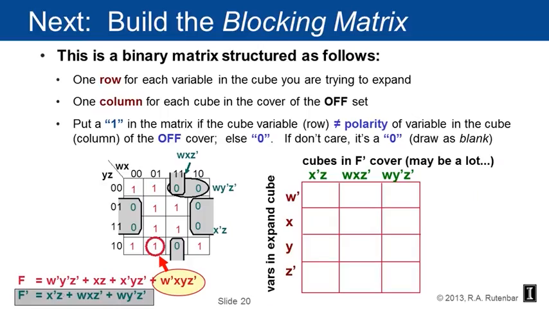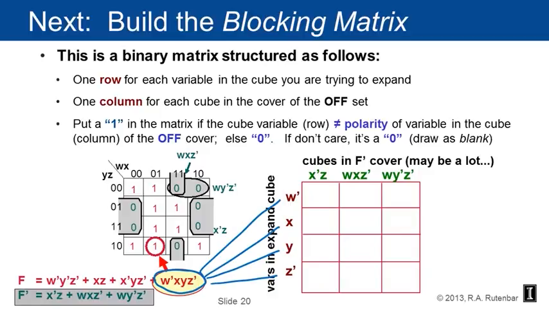So now we're going to build the blocking matrix, and this is a binary matrix with a very simple structure. It's got one row for each variable in the cube you're trying to expand. So what that means is that it's got a w bar, it's got an x, it's got a y, and it's got a z bar. And roughly speaking, the rows are going to tell us which variables we keep and which variables we get rid of. Because we know that expanding a cube means getting rid of some variables.